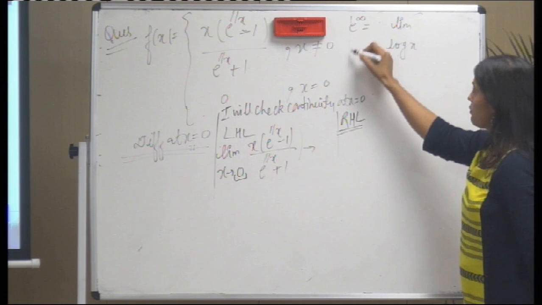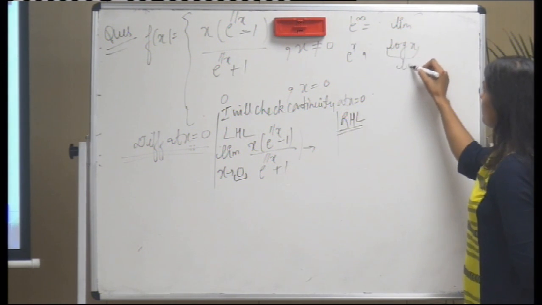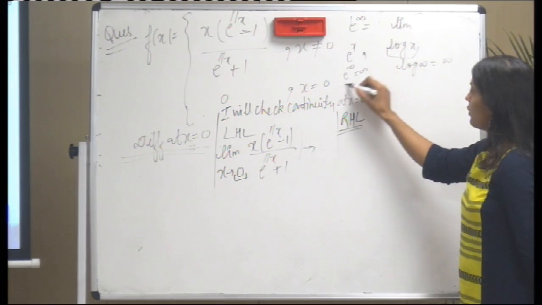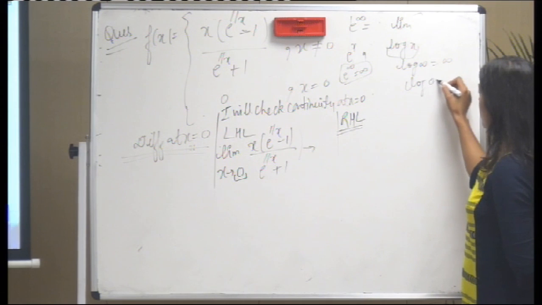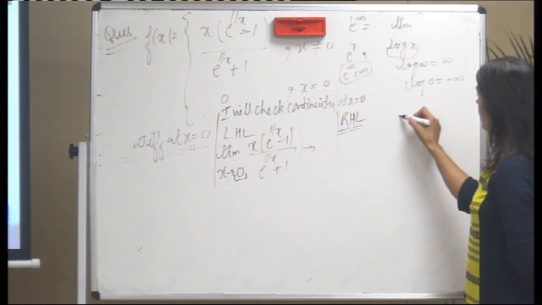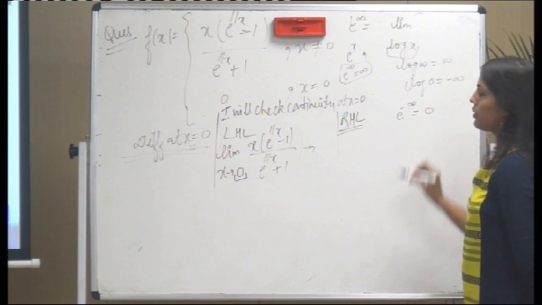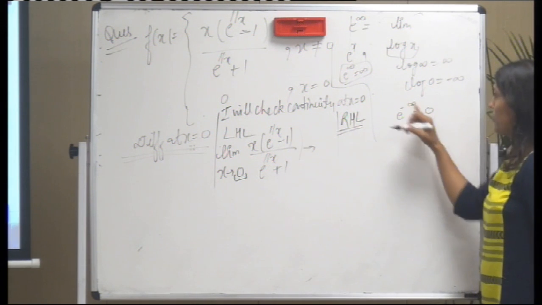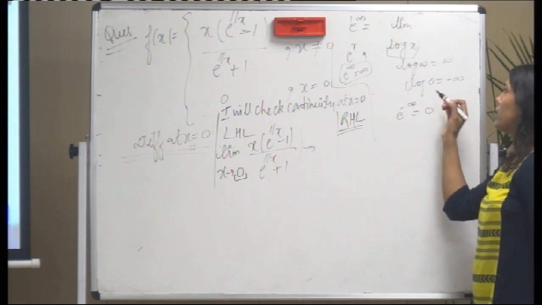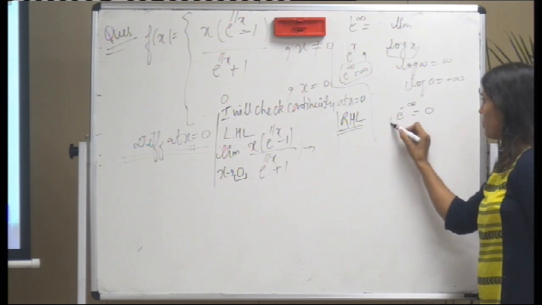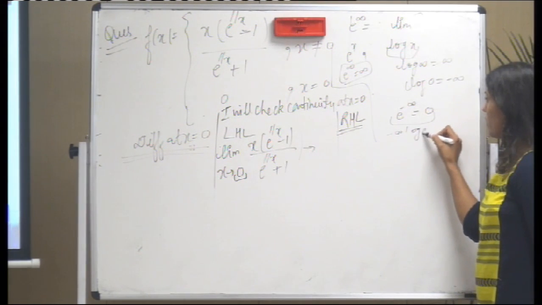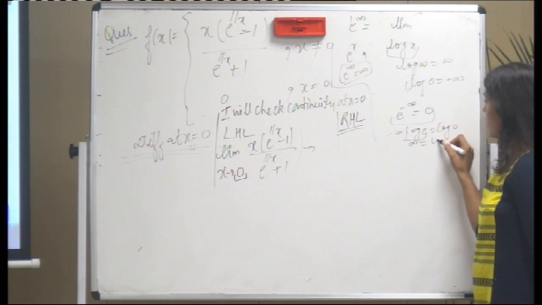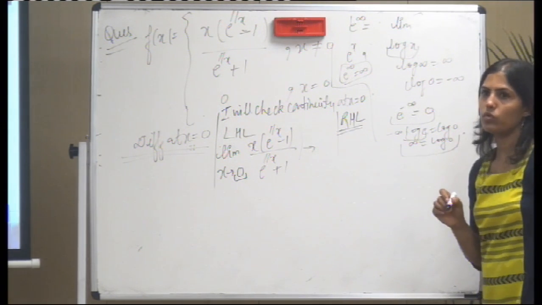Log x function and e^x function, I am telling you. Log infinity is infinity. E to the power infinity is infinity. Log 0 is minus infinity. E to the power minus infinity is 0. There are formulas for all these things, but for this question, e to the power minus infinity is 0. In case you don't know the log 0 value, just apply log here: minus infinity times log e, and log e is 1, so minus infinity is log 0. This way also you can do it.